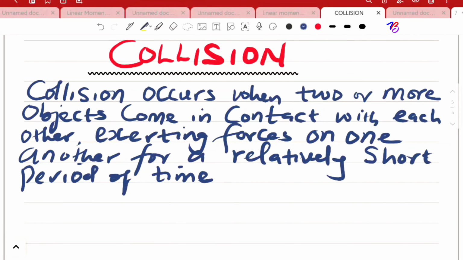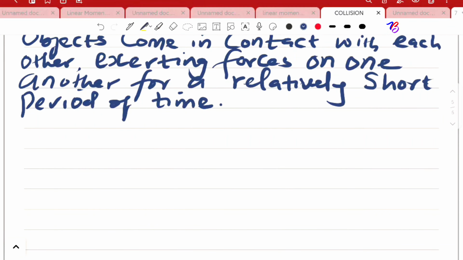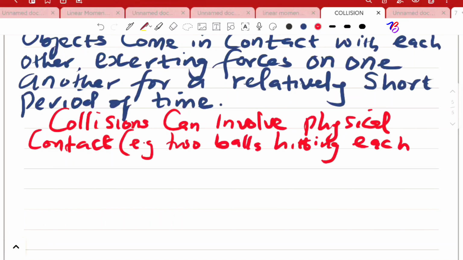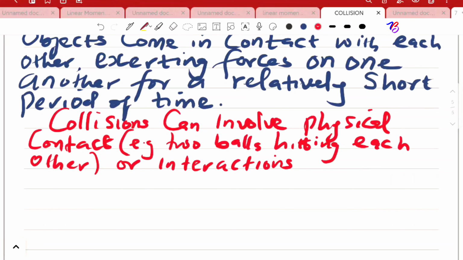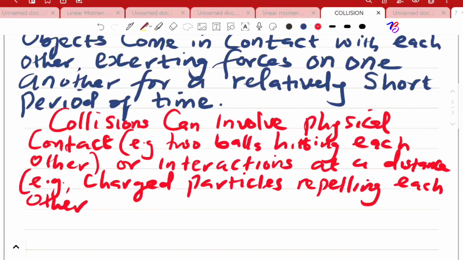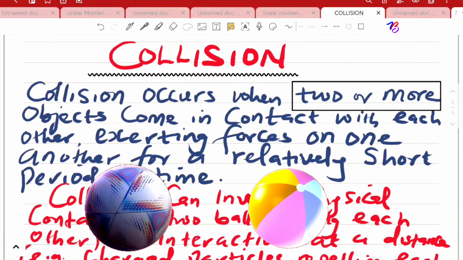You understand this concept if you consider the concept of accident, or when two cars hit each other, or when two objects collide with each other. So collisions can involve physical contact, like two cars hitting each other, or two balls hitting each other, or by interaction at a distance. For example, charged particles repelling each other at a distance apart. So when you consider collision, you consider accident.